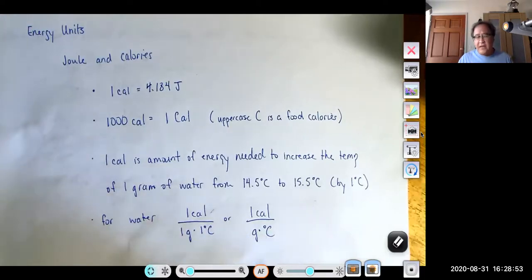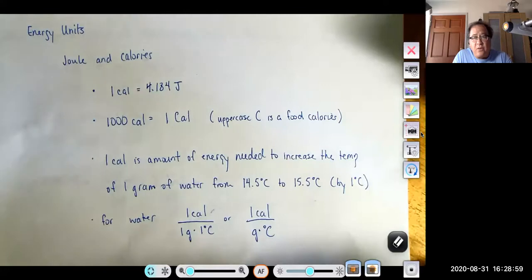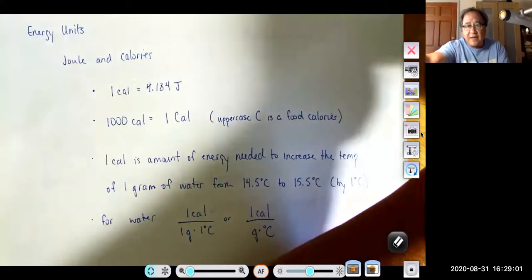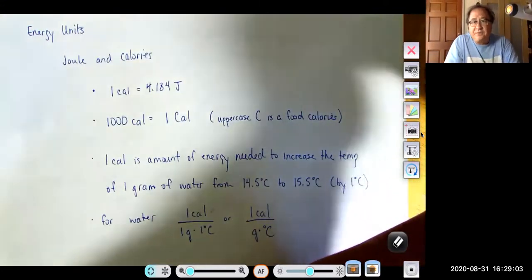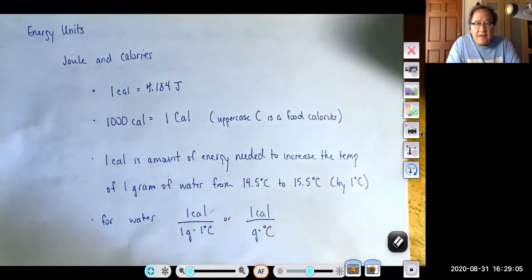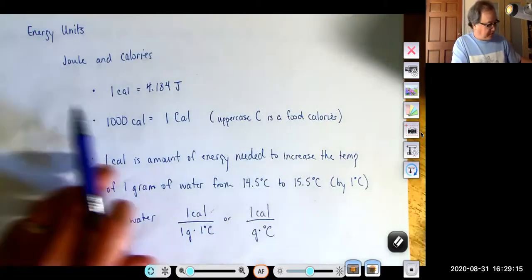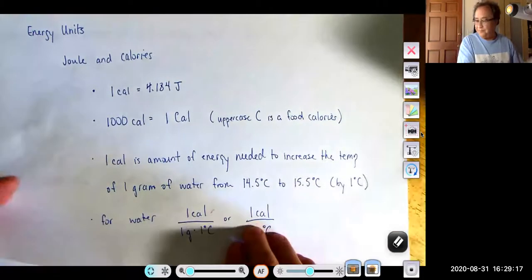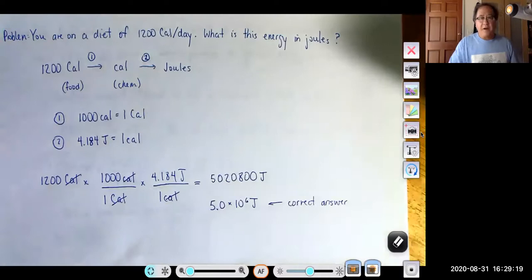To give you a real idea of what a calorie is: if you were to pick up a 6-pack off the floor to about waist height, that would be 1 calorie of energy. So if you wanted to burn off a food Calorie, you'd have to pick up that 6-pack 1,000 times, or pick up 1,000 6-packs all at once. Good luck.